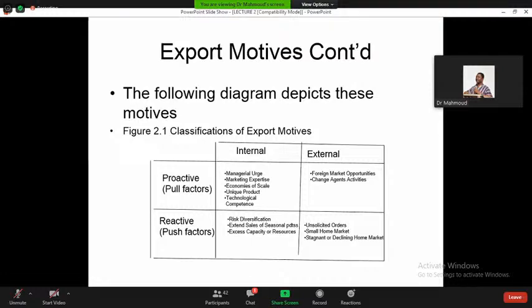Now we look at the external factors. The external factors could be foreign market opportunities for you. You have an opportunity that's coming from the external market. Why not? You want to grab it.